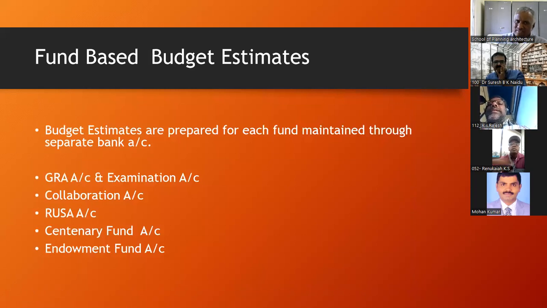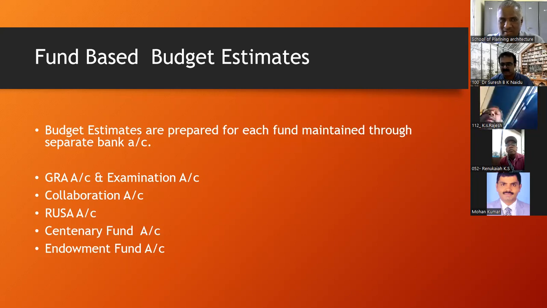After this, universities have to follow a fund-based estimate, the fund system of accounting. In this fund system of accounting, you are opening the fund and you are managing the fund as an entity, a separate entity apart from the university. Budget estimates are prepared for each fund maintained through a separate bank account. Bank account is the base, fund is the base.